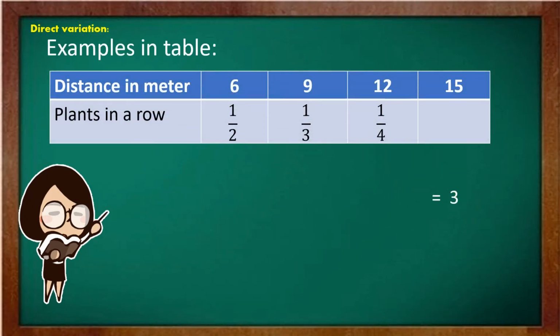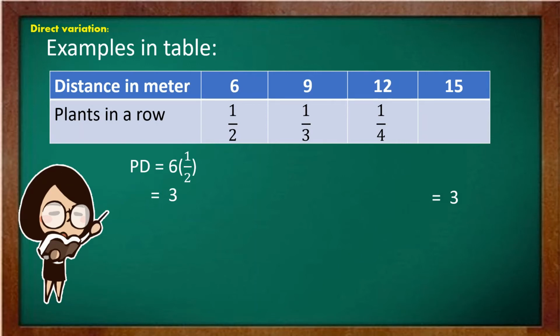Example in table of values. The first row is distance in meters. When we plant plants in a row, we have the distance in meters: 6 meters, 9 meters, 12 meters, 15 meters. So you add 3 to the preceding number. Then plants in a row: we have 1/2, 1/3, 1/4, and what will be the last one? How do we get the last one?